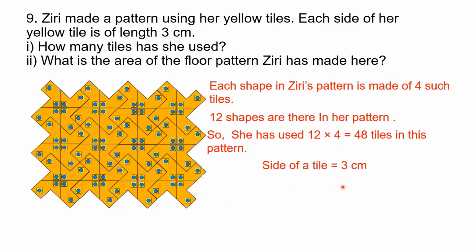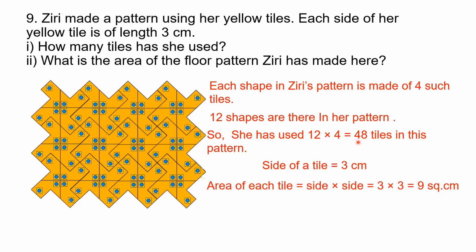Side of a tile is 3 centimeters. Let us find out the area of each tile. Since this tile is in the shape of a square, we know the formula of the area of a square, that is side multiplied by side, that equals 3 multiplied by 3. 3 3s are 9 square centimeters. So area of each tile is 9 square centimeters.